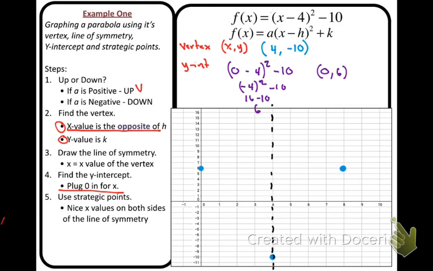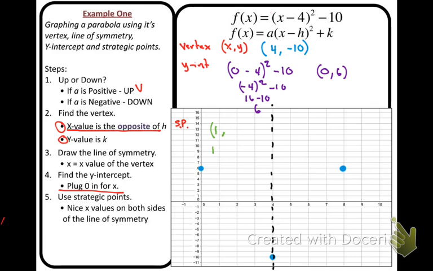And the last step is to use the strategic points. I see that 1 is available, so I'm going to choose to plug in 1, although you can choose to plug in any number you choose. Any number between here and here would be a fairly good number. You just can't use 0, 4, 8. But I'm going to choose 1. So for the strategic point, I'll do it in green. I'm plugging in 1.